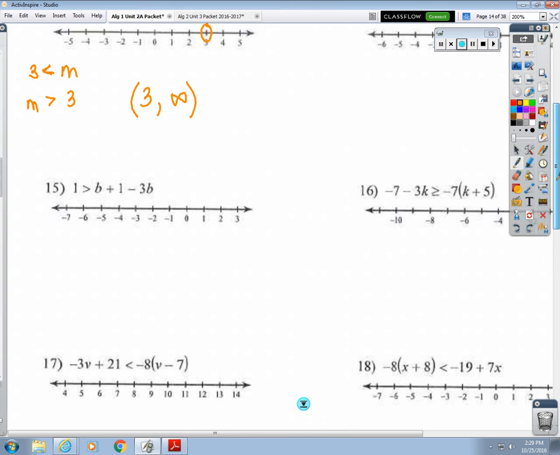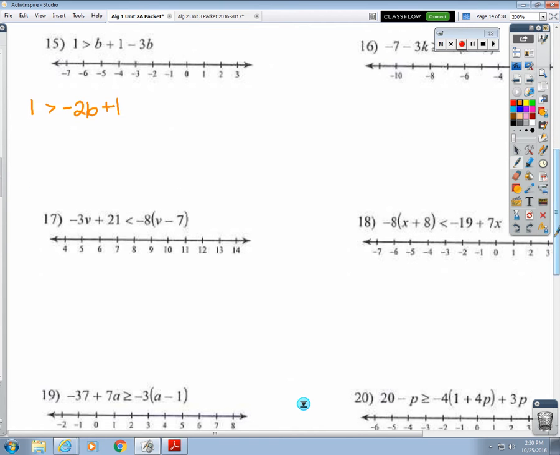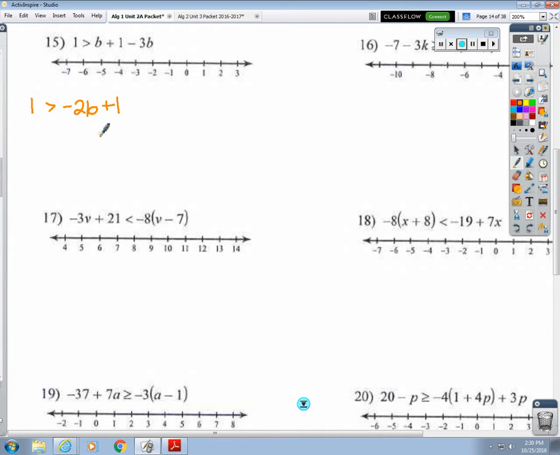Okay, number 15. What do we need to do first? Okay, obviously we've got like terms over here. When you combine them, what do they become? Negative 2b. Right, and then plus 1. So now to solve for b, what do I need to do next?